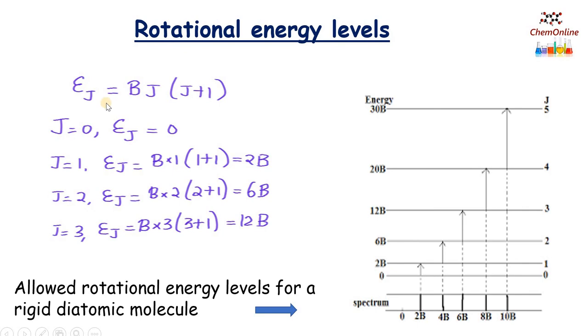The rotational energy in terms of wave number is epsilon_J equals B J into J plus 1. If we put J equals 0, epsilon_J equals 0. For J equals 1, epsilon_J equals 2B. For J equals 2, epsilon_J equals 6B. And for J equals 3, epsilon_J equals 12B, and so on. So this is represented in this rotational energy level diagram, and these are the allowed rotational energy levels for a rigid diatomic molecule.